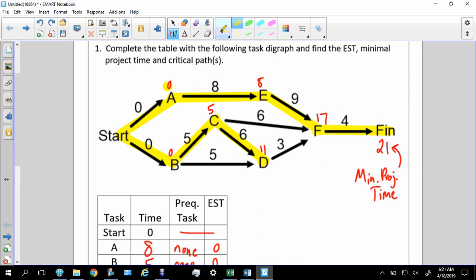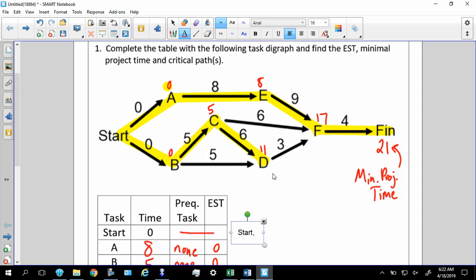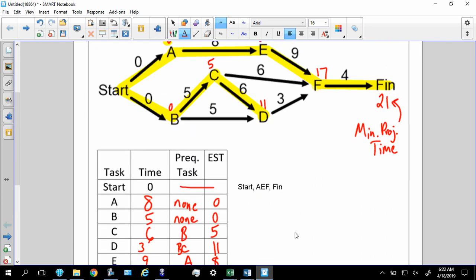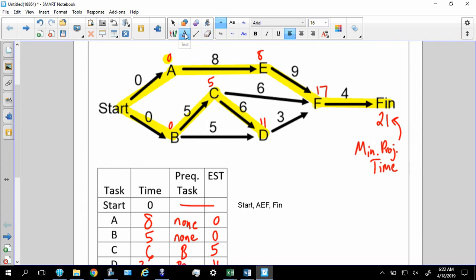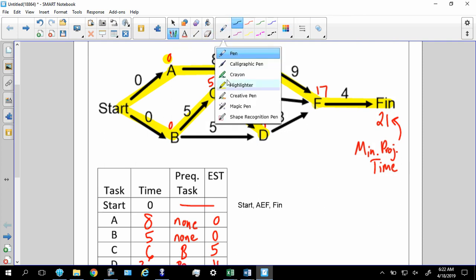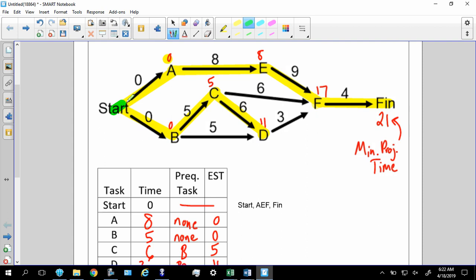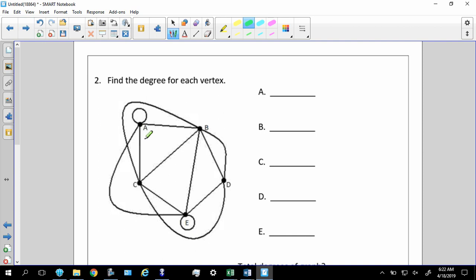That's it. So my minimum project time, I'm just going to go ahead and type it right here because I don't want to scroll up and down. It's going to be start, A, E, F, finish. That is my critical path because that was the only one, and I will highlight this again just in case you need to see it. Start, A, E, F, finish. There we go.